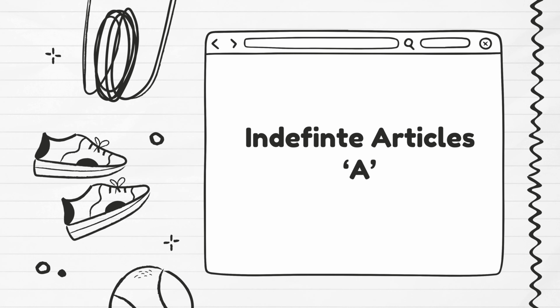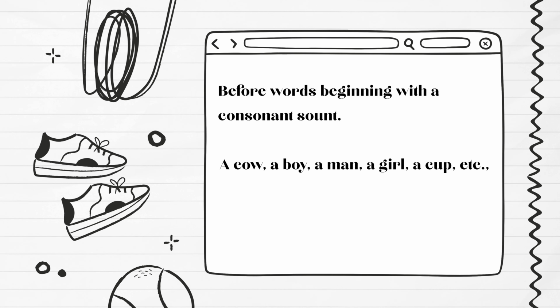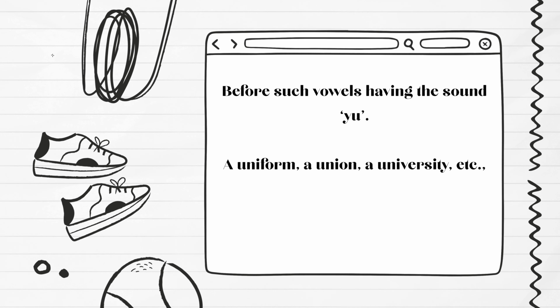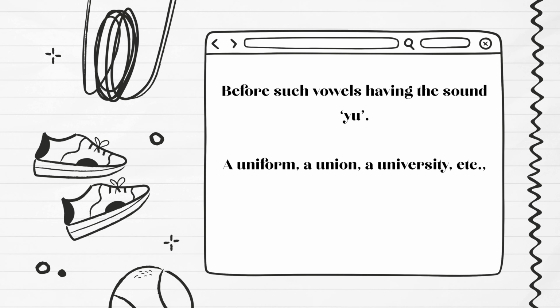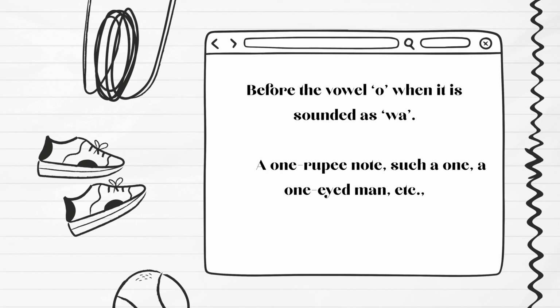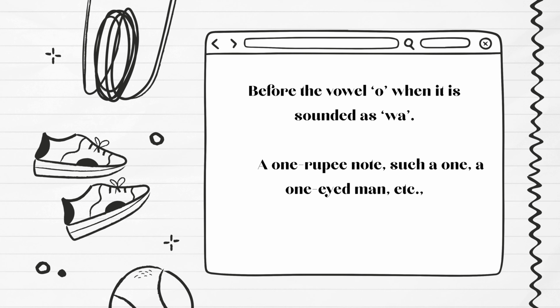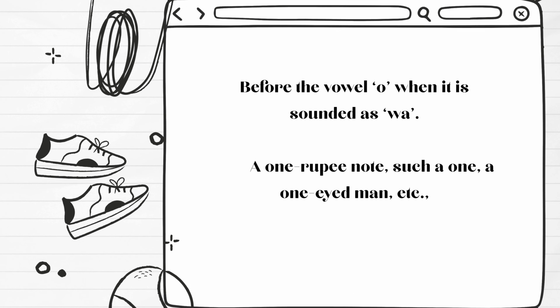Let's observe the uses of the indefinite article, a. Before words beginning with a consonant sound. A cow, a boy, a man, a girl, a cup, etc. Before such vowels having the sound u. A uniform, a union, a university, etc. Before the vowel o when it is sounded as wa. A one rupee note, such a one, a one-eyed man, etc.